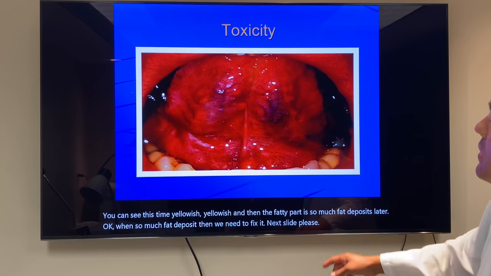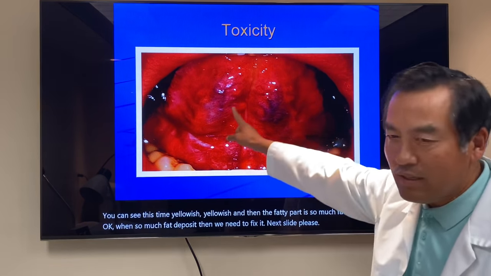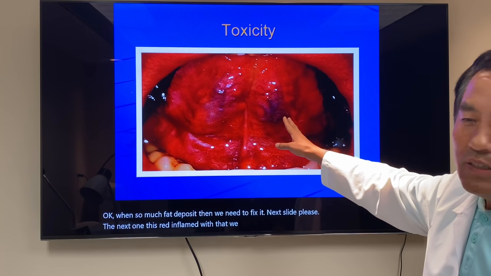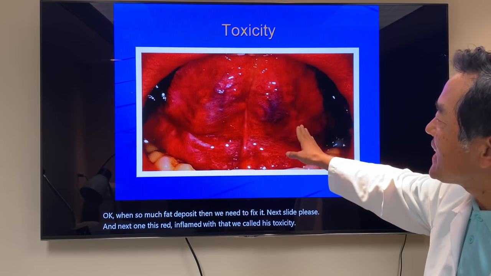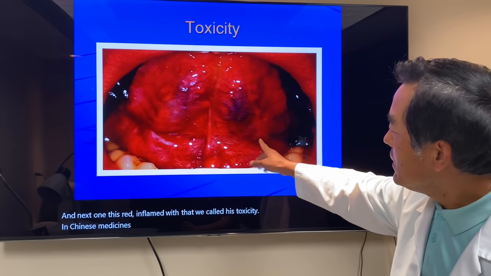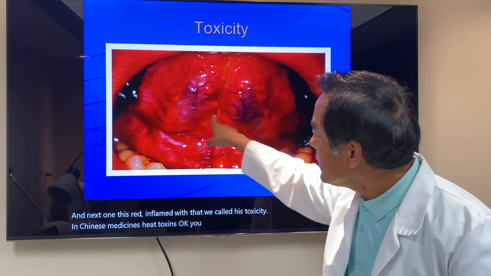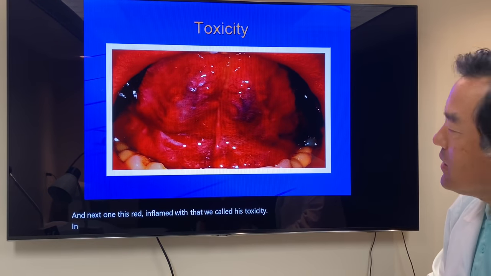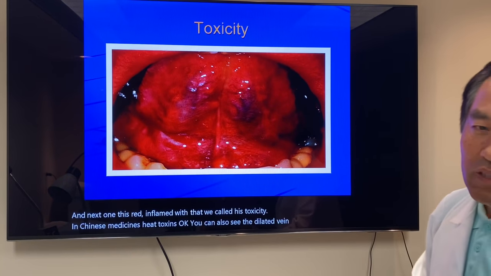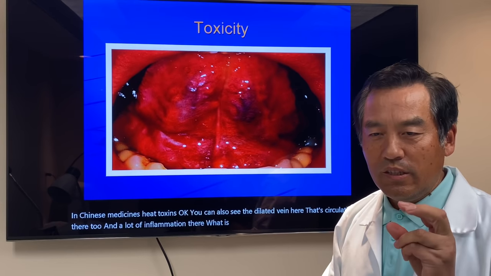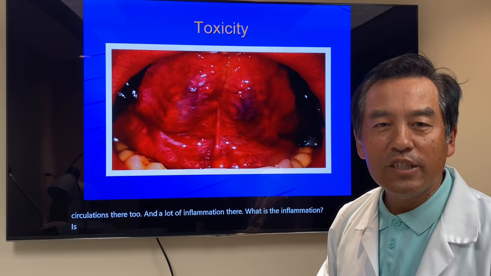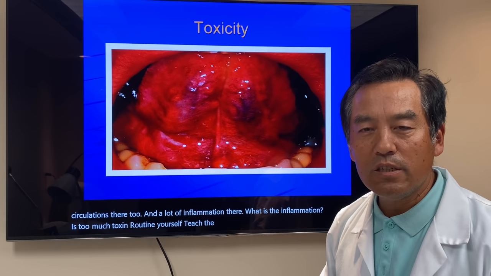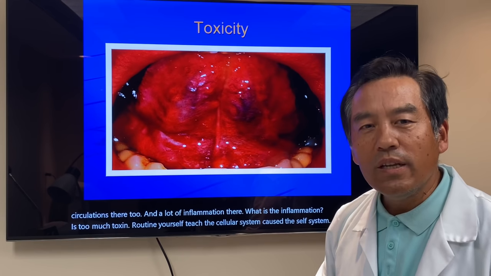And the next one, this red, inflamed, we call this toxicity. In Chinese medicine, it's heat toxins, okay? You can also see the dilated vein here, that's circulation is bad too, and a lot of inflammation there. What is inflammation? It's too much toxin retained in your cells, tissue, cellular system, causing the cell system to be swollen and inflamed.